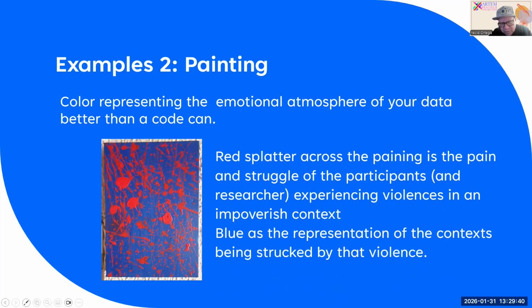I believe one is the red splatter across the painting, depicting the pain and the struggle of the participant, and even myself experiencing the violence in an impoverished context. And the blue is the representation of the contexts and of being struck by the violence. I know it looks a little bit harsh, and I hope you, as the viewer, don't feel bad about this, but that's how it is. Unfortunately, this is how many people in Colombia and many post-conflict countries feel. So this is how you can play with colors, but also with media, because this is acrylic on canvas.